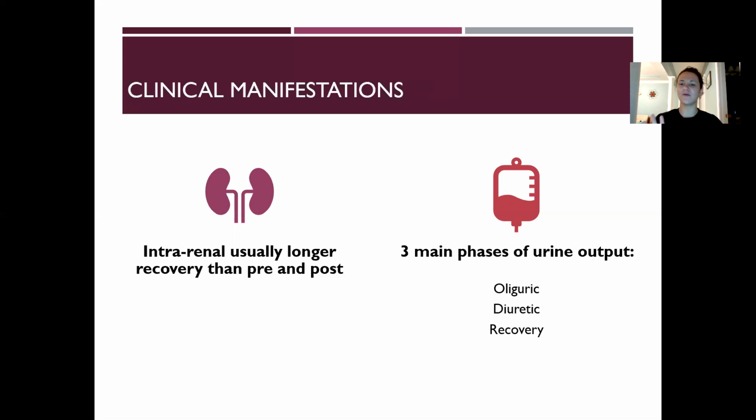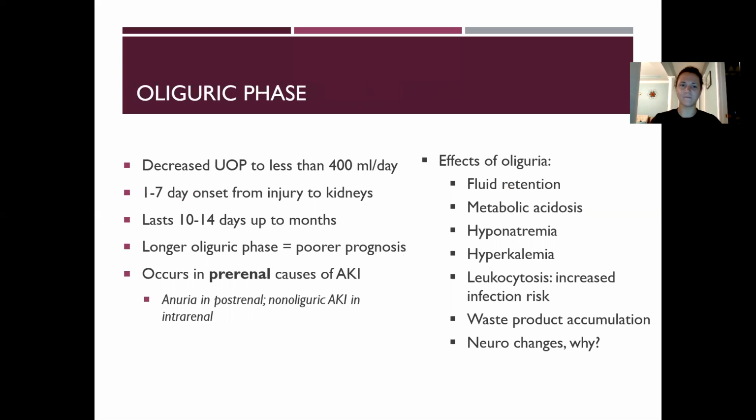But we're going to talk about 3 main phases of urine output, and in order, they are oliguric, diuretic, and recovery. And you do need to know these. These can occur in all 3 causes of AKI. If it's pre, intra, or post, they can experience these 3 phases. The first phase is oliguric.